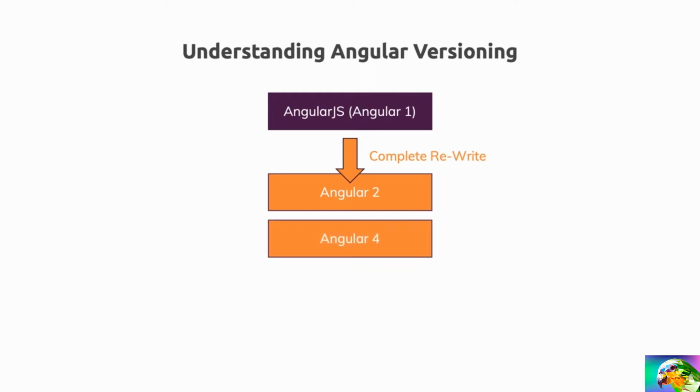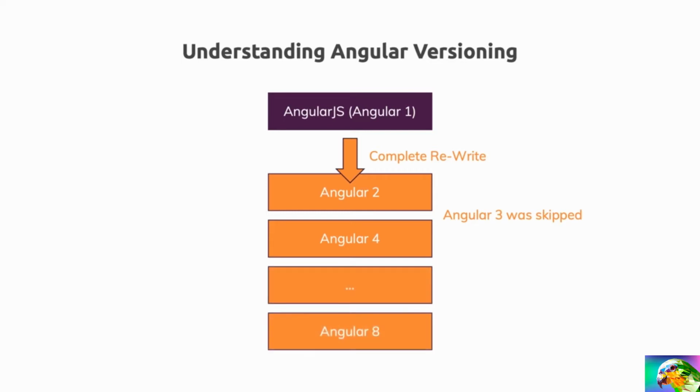There was Angular 4, 3 was skipped for internal reasons, so the next version was Angular 4, and then there were a couple of other versions, 5, 6, 7, and now we have Angular 8. The reason for this variety of versions is simply that the Angular team releases a new major version, as they call it, every 6 months, roughly.